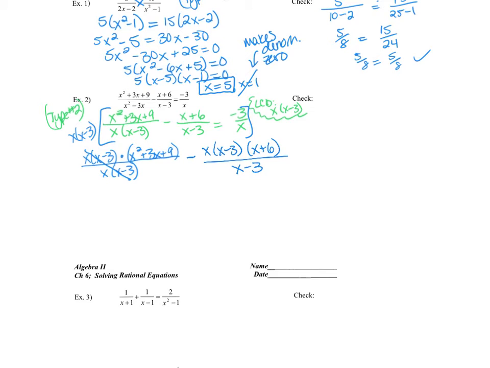minus 3. Now look at what cancels here. So I'm just left with x times x plus 6. This is equal to negative 3 times the LCD. Now here, notice what I can cancel out. So I'm just going to rewrite what's left over. x squared plus 3x plus 9 minus x times x plus 6 equals negative 3 times x minus 3.